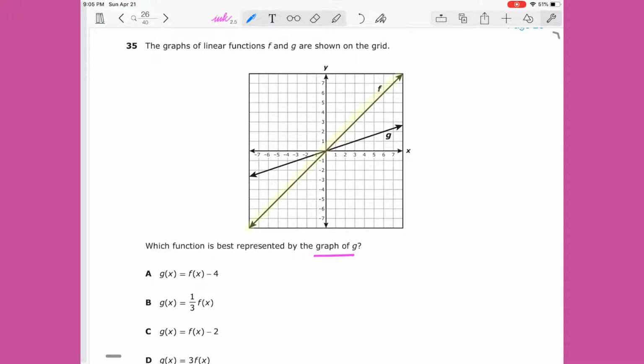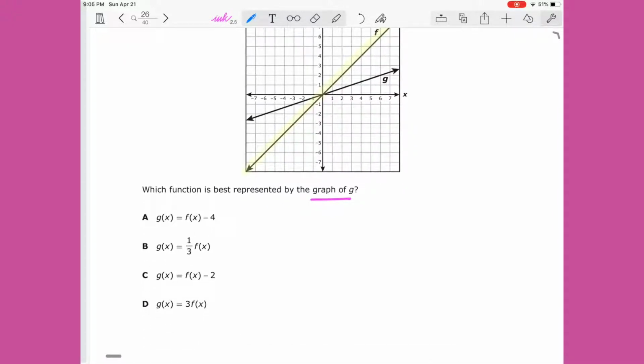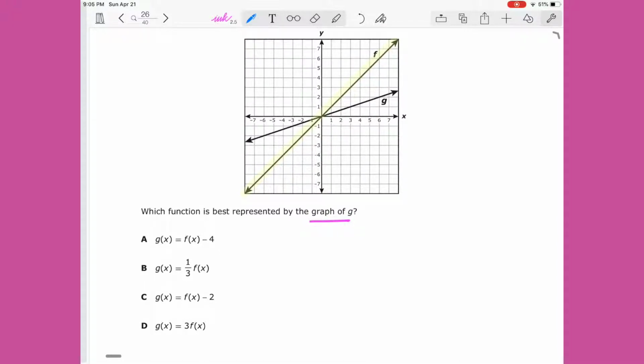I know for a fact that my slope has changed. It has not just been a translation. If it had just been a translation, my y-intercept would have changed, okay? My y-intercept has essentially stayed the same. So I'm going to eliminate A, and I'm going to eliminate C, because the only transformation they have there is a translation. A translates 4 units down, C translates only 2 units.